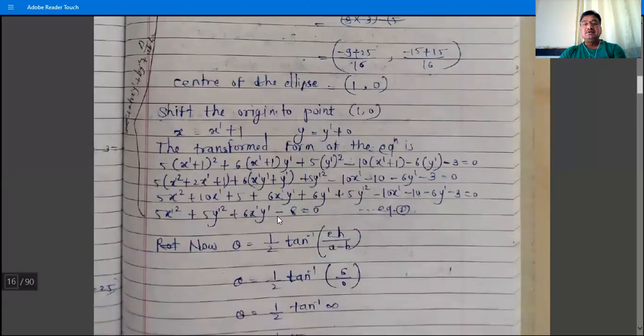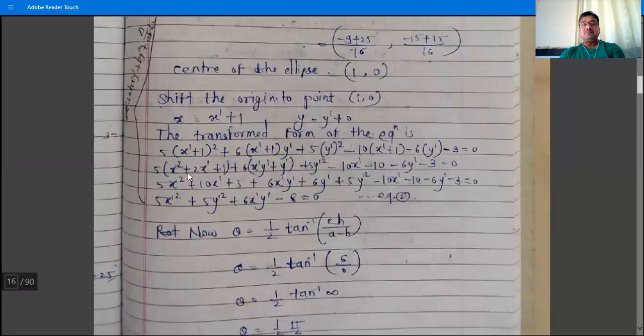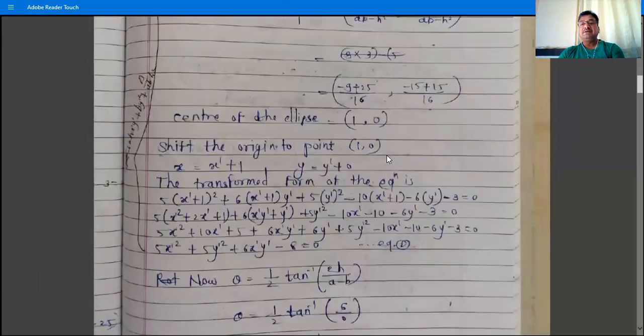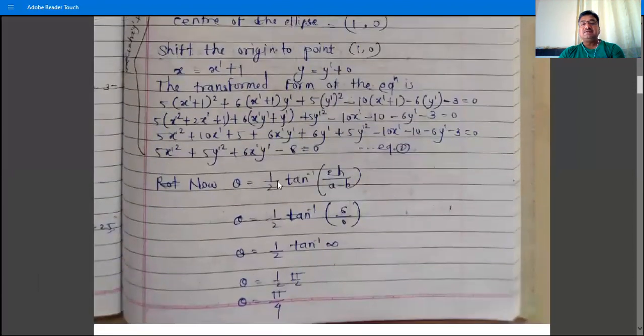We have this, and then after simplification, that is square of this bracket is this, then multiplication is this, square of this quantity, and then we have the answer after simplification: 5x'² + 5y'² + 6x'y' - 8 = 0. This is equation number 2. The given equation is equation number 1, and this is equation number 2.